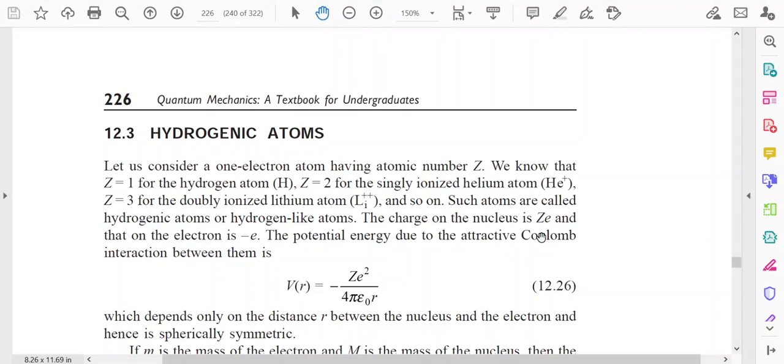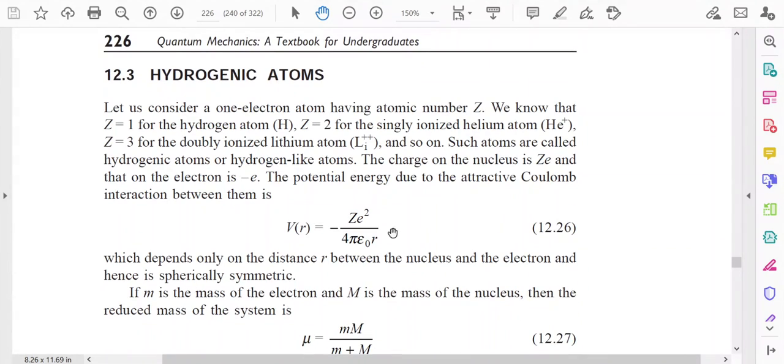The charge on the nucleus is Z times e, and that on the electron is minus e. So the potential due to the Coulomb force is given by V(r) equal to minus Z e square by 4 pi epsilon 0 r. From this mathematical expression, we can see that this potential depends on the distance r between the nucleus and the electron. Hence, such a potential will be spherically symmetric.